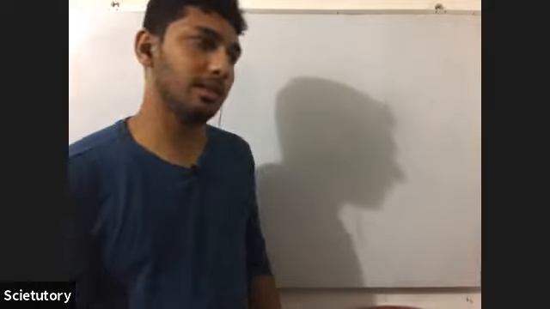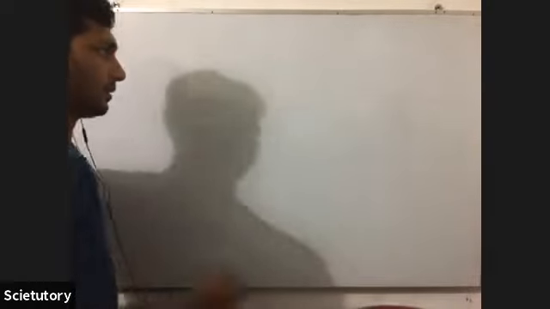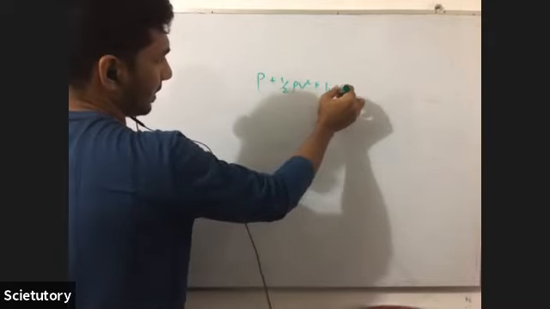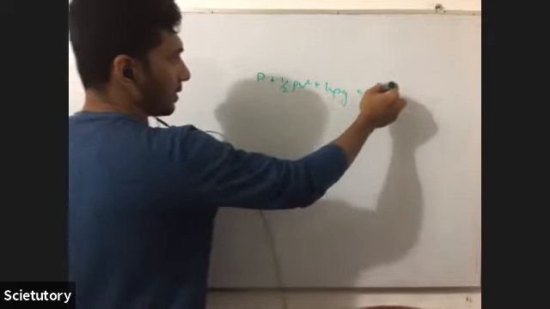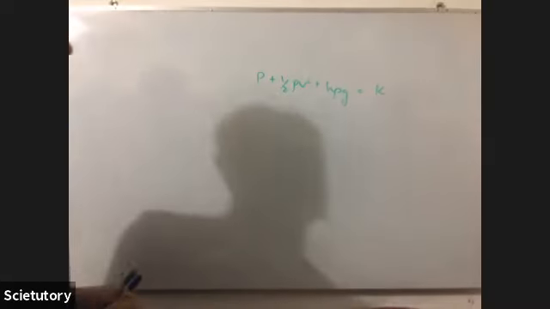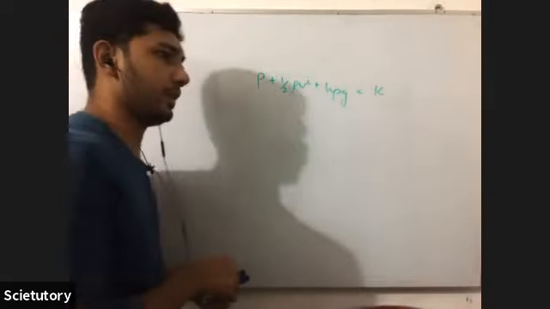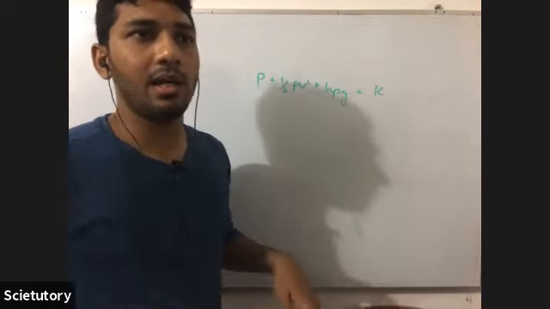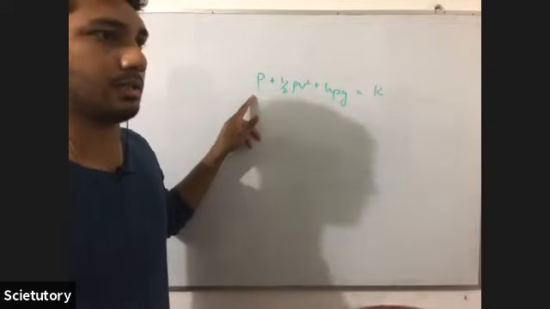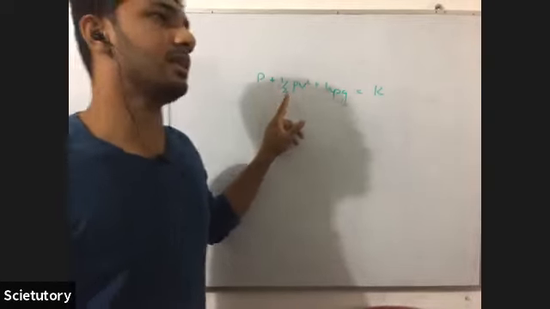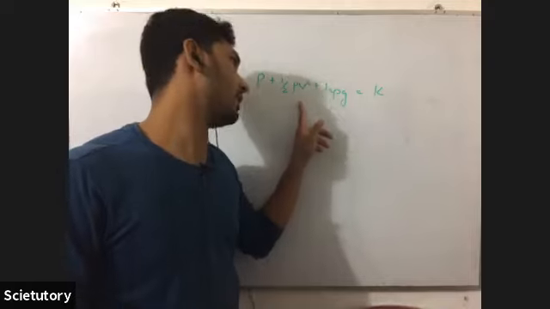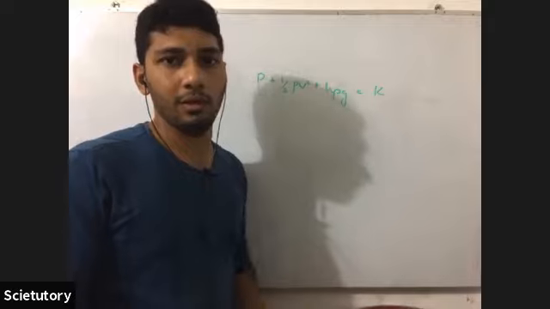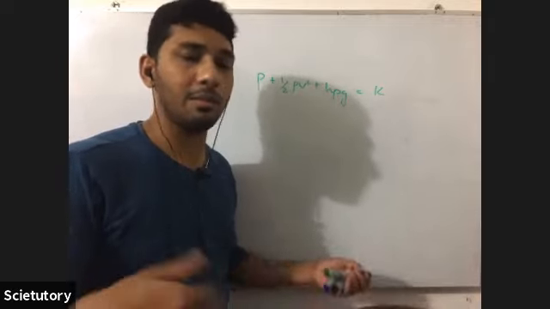So what does Bernoulli's theorem say? Bernoulli's theorem says that P plus half rho v squared plus h rho g is a constant. This is actually derived from the law of conservation of energy. How do we derive this? The work done by the pressure difference is equal to the increase in the potential and kinetic energies of a unit volume of liquid. So it's a basic concept.